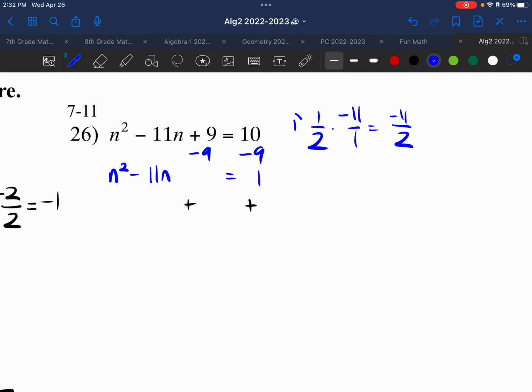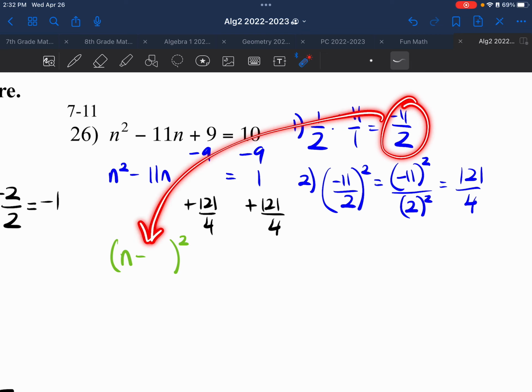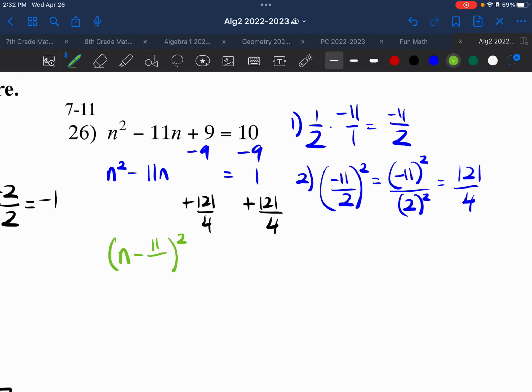So that's step number 1. And step number 2 is to square it. I take negative 11 over 2 and I square it, which is the same thing as doing the top squared over the bottom squared. And that's going to be 121 over 4. So that's going to be the number that I add to both sides. I add a 121 over 4 on each side. And on the left side, I'm going to skip a step, and I'm going to say it's going to be the quantity of something squared here. It's going to be n minus, again, it's the answer from step number 1 down here. It's going to be this 11 over 2.